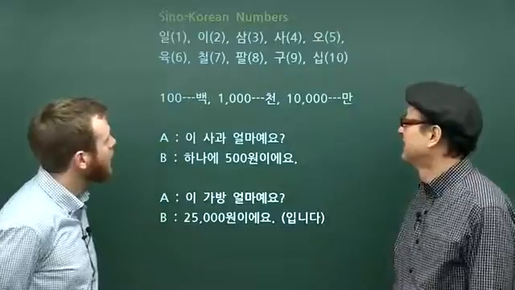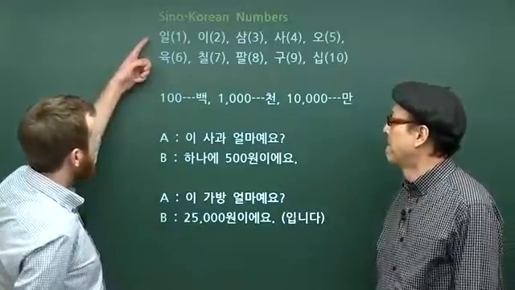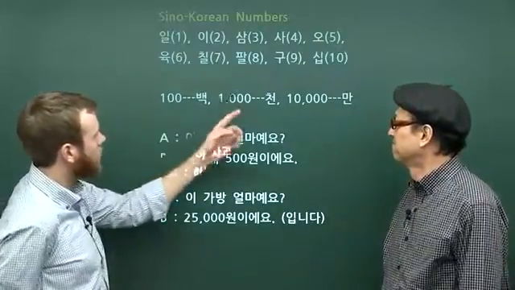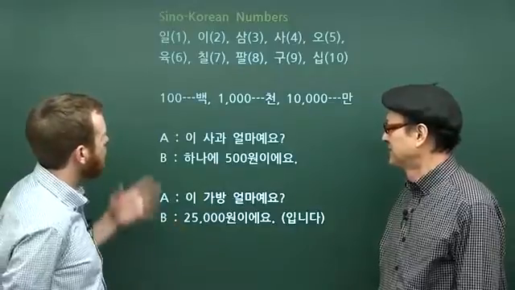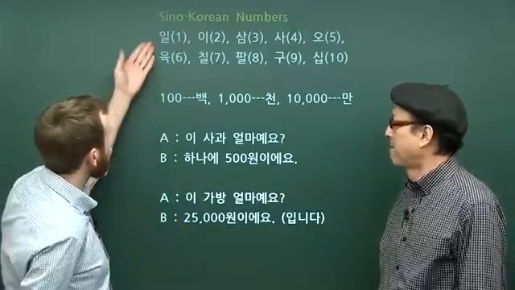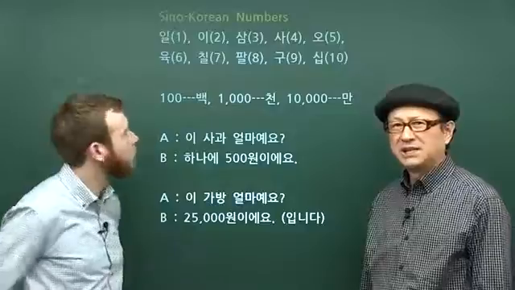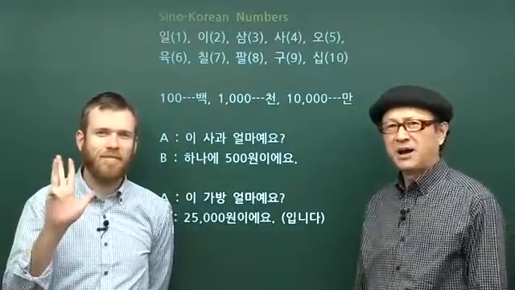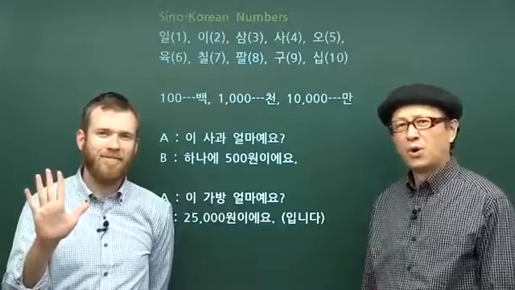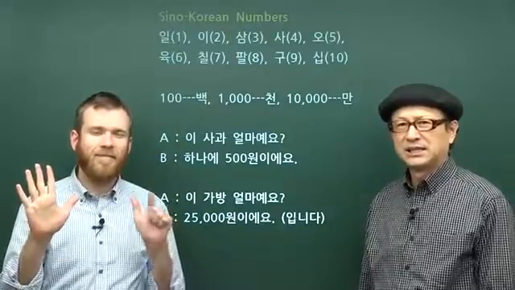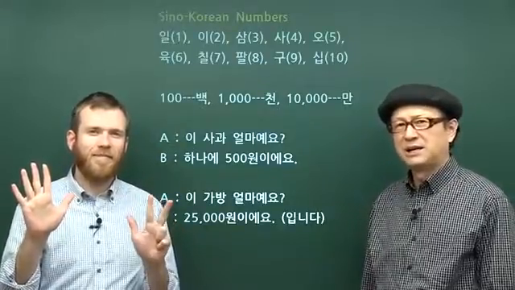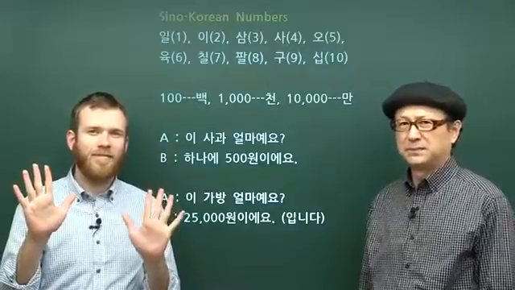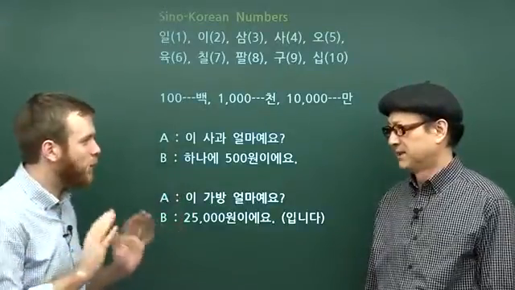Right? So we've got 1 to 10 up here, and then 100, 1,000, 10,000. So we're going to go through all of this. Let's start with 1 to 10. 1, 2, 3, 4, 5, 6, 7, 8, 9, 10. Okay, so that's 1 to 10.